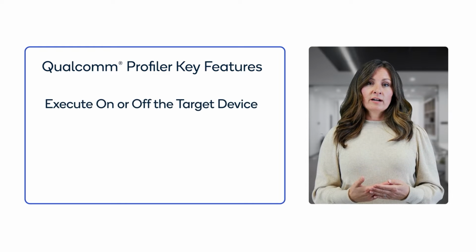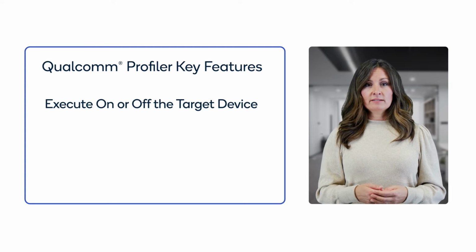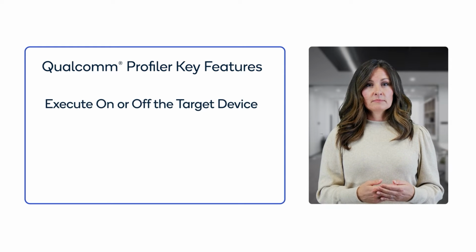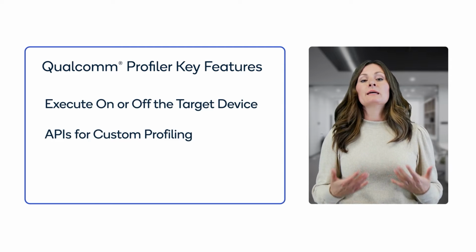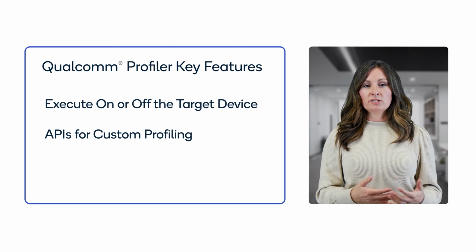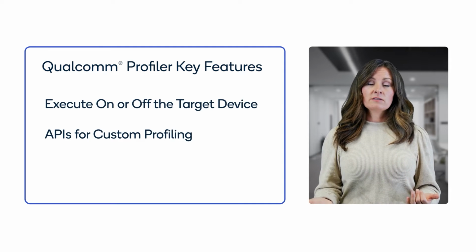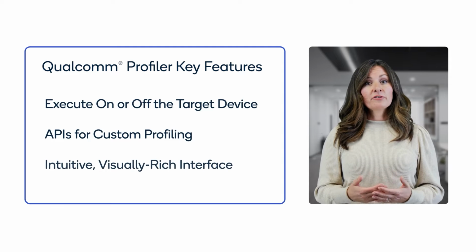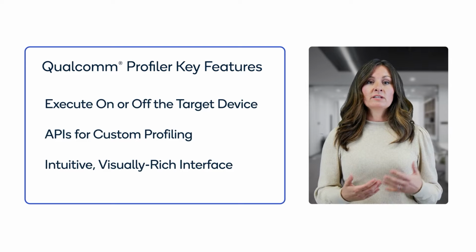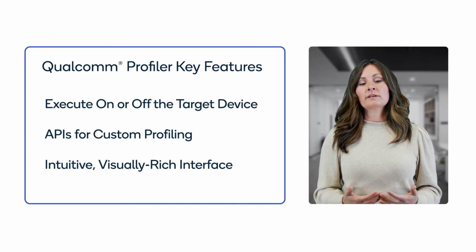First, Qualcomm Profiler comes with the ability to execute on or off the target device via the command line interface. This allows you to develop high-level automation solutions. Additionally, Qualcomm Profiler comes with APIs that enable you to create custom profiling use cases embedded in your applications. Automation APIs are available both on the target as well as connected to the host via TCP/IP. Another notable feature of the Qualcomm Profiler is that it provides a rich user experience with an intuitive interface that enables you to configure and observe profiling information visually.